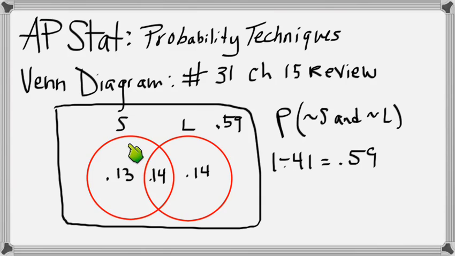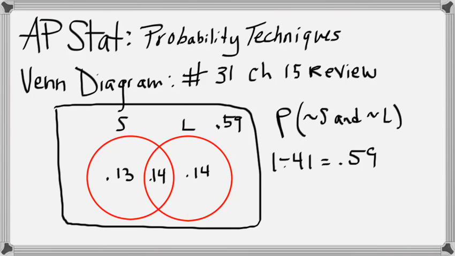You set it up so that you have your two categories. In this case, it's soccer and it's Latino. You fill in the both section first. Okay, that's the easiest place to start. And then for each circle, you fill in the remaining part by subtracting the both from each probability that you have. And that gives me each section.